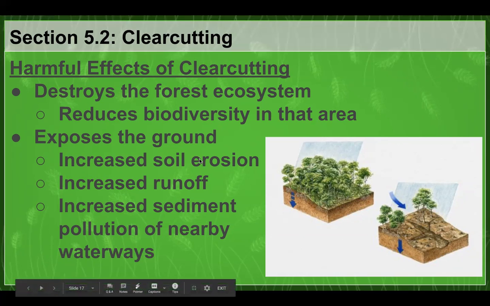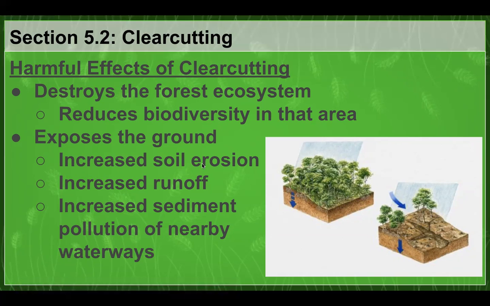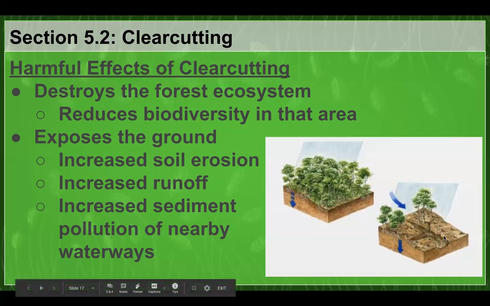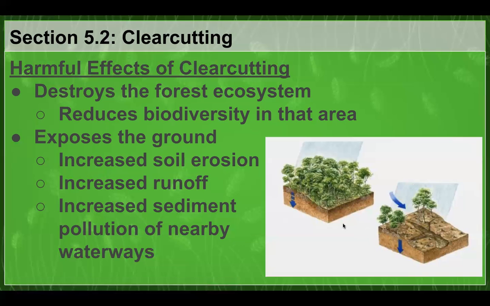And then a result of the soil erosion that is increased through the deforestation will be added sediment pollution to the waterways that are nearby, so the streams and ponds that are nearby. Where is all that sediment going to go in the runoff? Well, it's going to go to the waterways. If you remember from our watershed discussion, all the water that's running off is going to be taking the sediment that it's picking up here to the streams and to the ponds that are nearby.